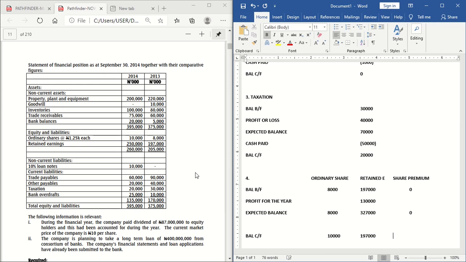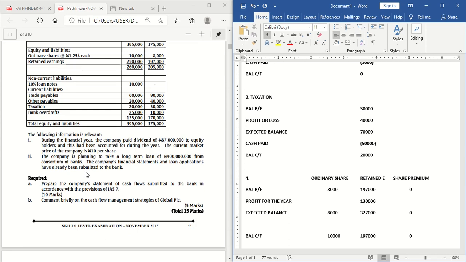Aside from that, I also notice that my share premium is nothing, it's also 0. But let me take you back to something. Go to your additional information 1. During the financial year, the company paid a dividend of 87,000 to equity holders. So I will come here.